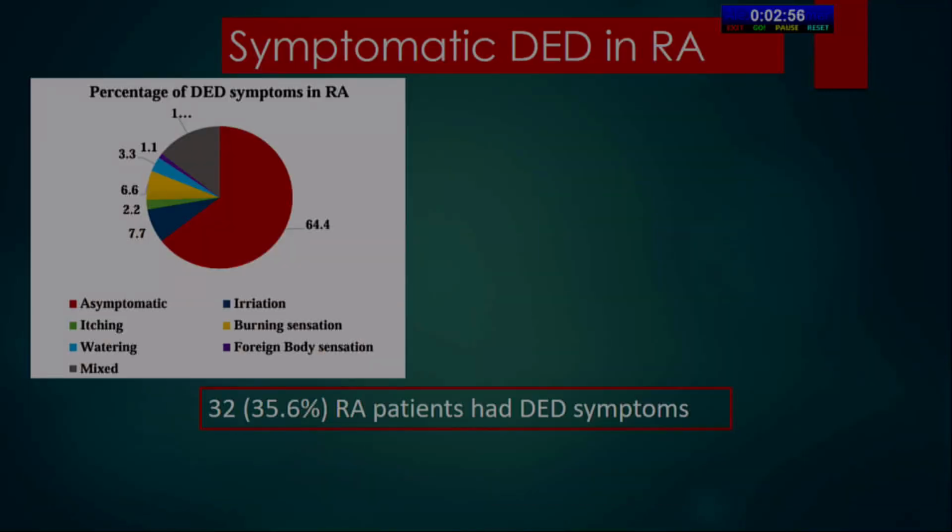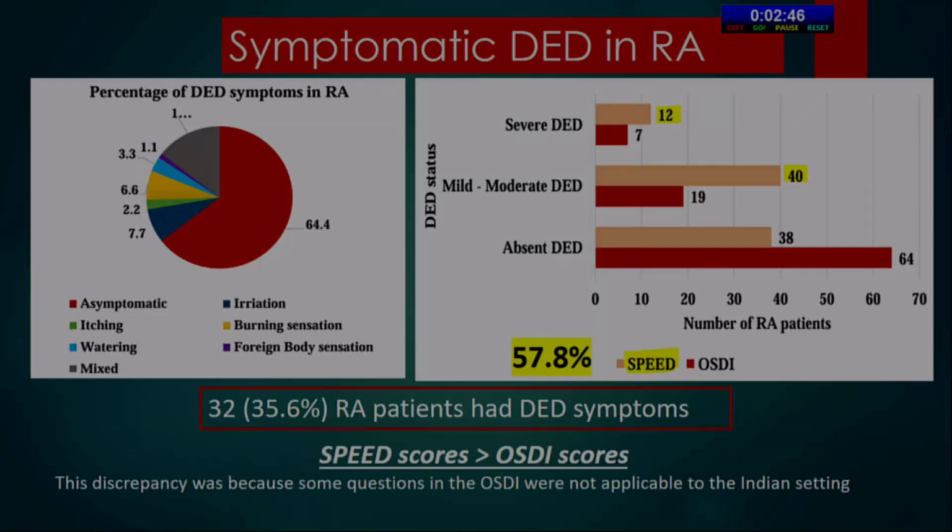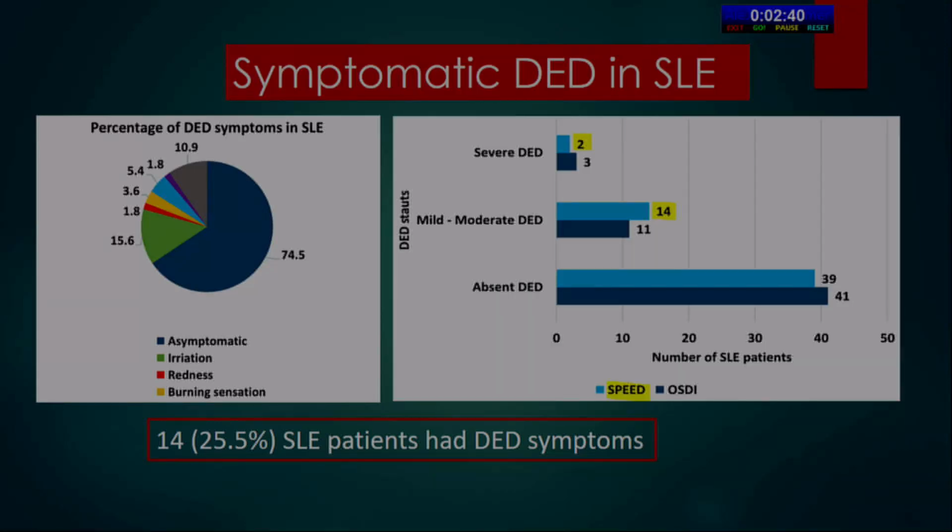Regarding symptomatic dry eye disease in rheumatoid arthritis, 32 patients had self-reported dry eye symptoms, and on structured questionnaires, the SPEED questionnaire was able to identify more dry eye patients when compared to OSDI. This discrepancy was because some questions in the OSDI were not applicable to the Indian setting. A similar pattern was noted in the SLE group also. 14 patients had self-reported symptoms and 29% of patients had dry eye based on the SPEED questionnaire.